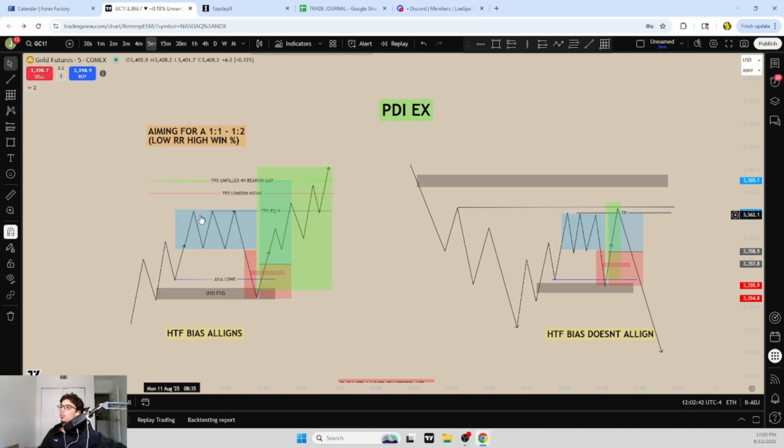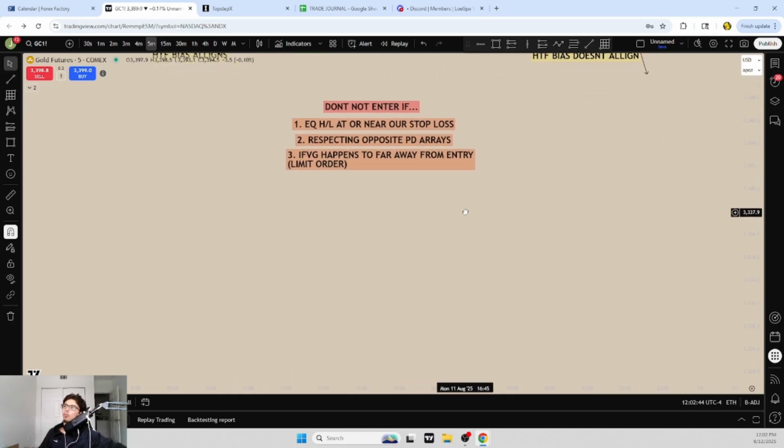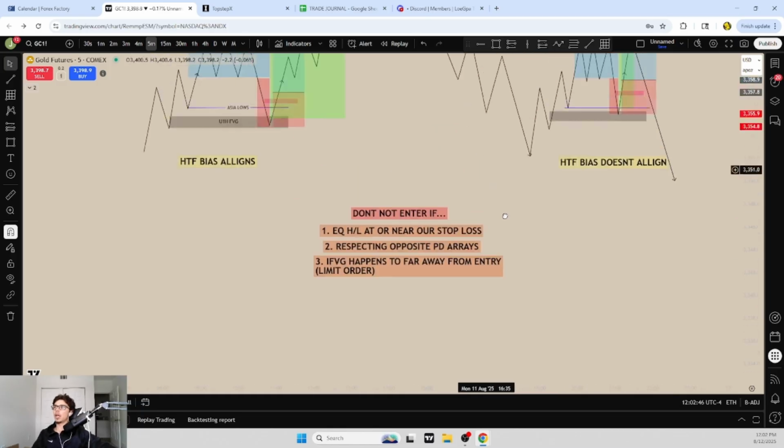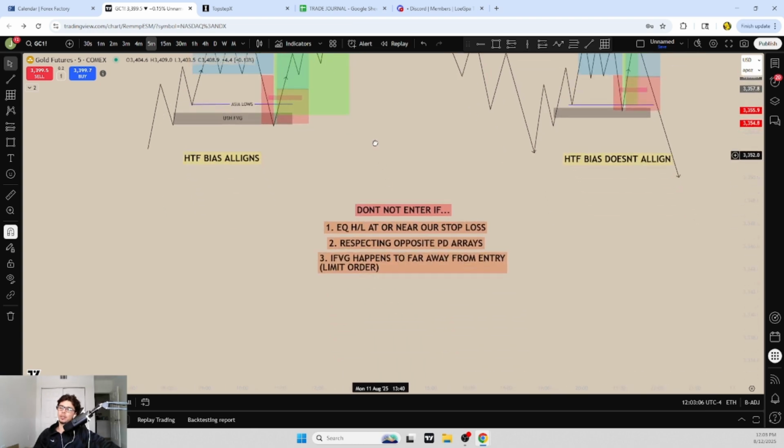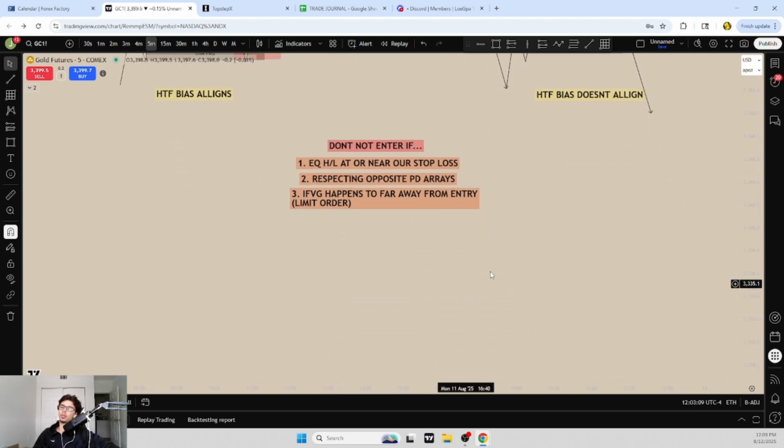So moving on over to what we're not going to enter off of. So if our PDI has, let's call this, equal lows right here, right? If our PDI has equal lows, especially on the higher time frames, I want to see those lows get swept out first, right? And if price does then continue up, then we can take a continuation model. And again, we'll get into a continuation model in a couple days. But we don't want to enter if there's equal highs or lows at or near our stop loss.